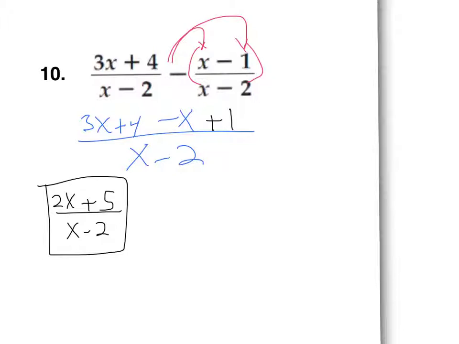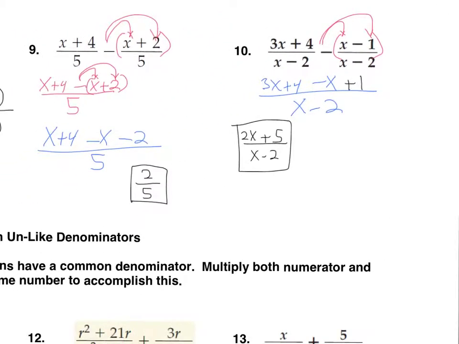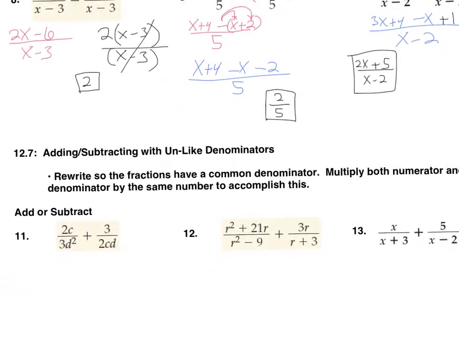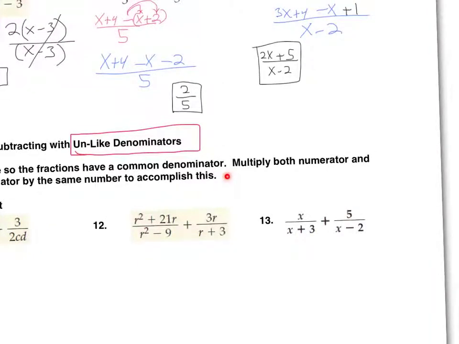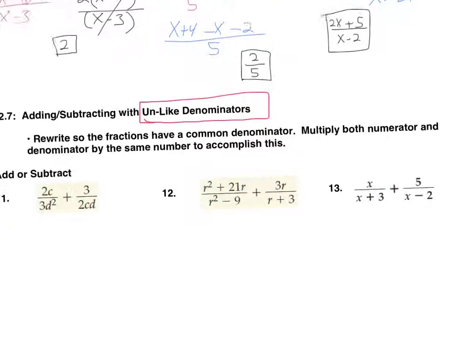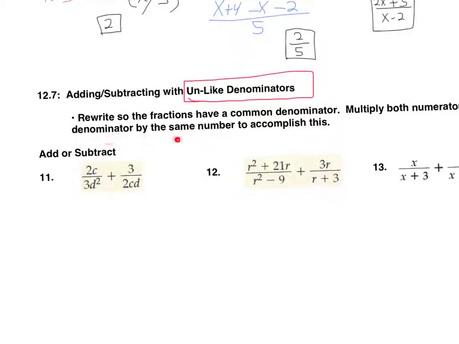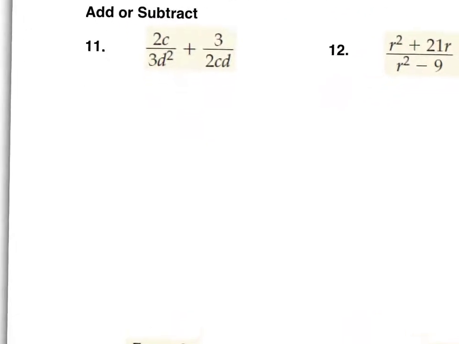Now, the next lesson that we did after that is how to add and subtract when they are unlike denominators. This is a little bit more tricky because you have to make the denominators the same. And so the general thing that we're going to do is we're going to rewrite the fractions so that they do have a common denominator. How we're going to do that is we're going to multiply both numerator and denominator by the same number to accomplish this. So let's look at number 11.